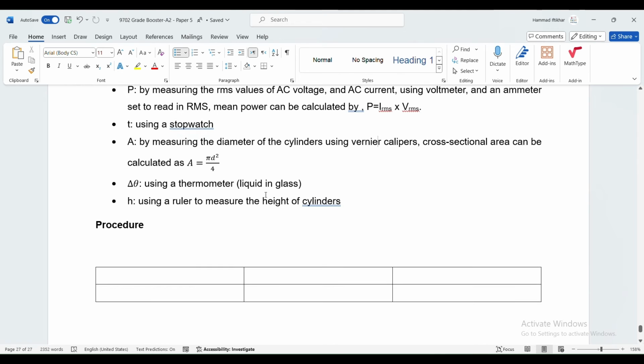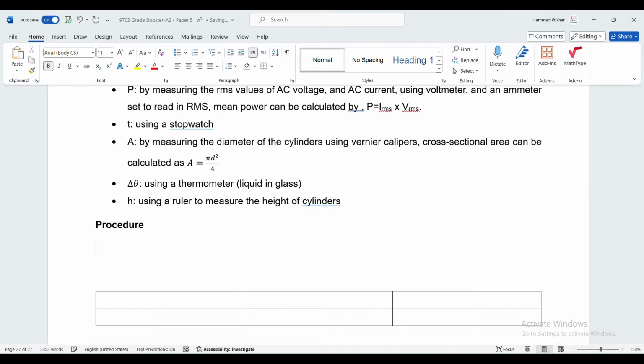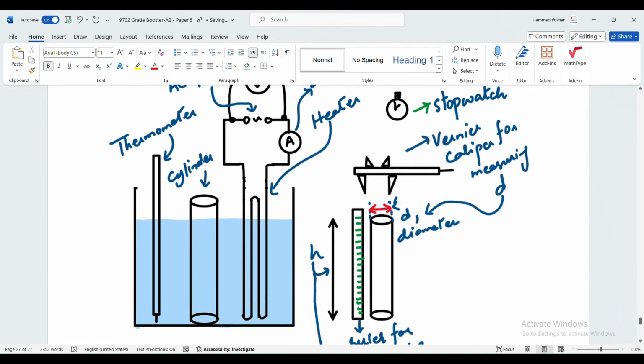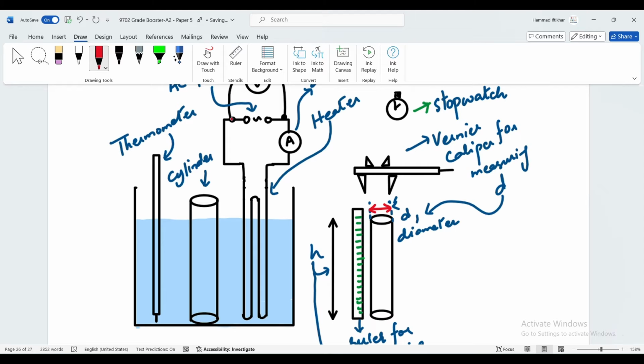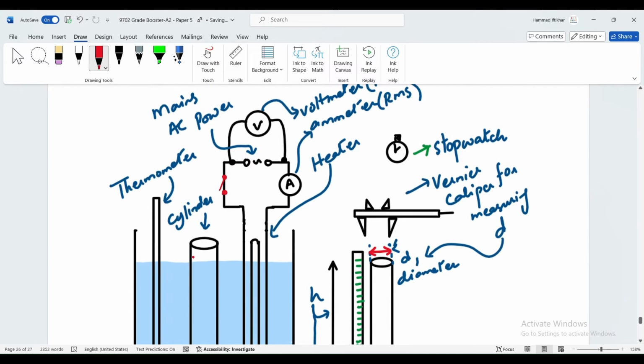Okay. Now on to the procedure. You could add a switch over here also, for controlling the power supply. But if you're using a power supply, it will have its own functionality for turning it on and off. So that's up to you.